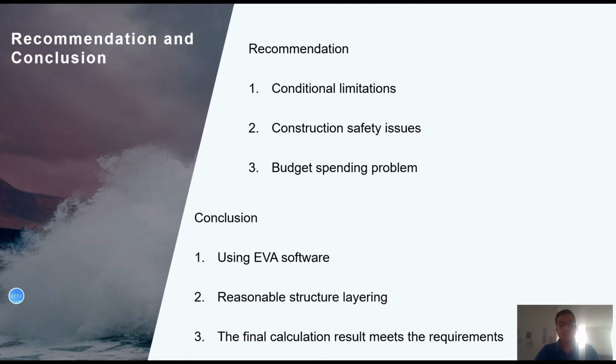For conclusion, in this assessment of jetty design, the source of the wave height data is an EVA analysis software, which has been used for 10 years of data analysis. According to the geography analysis of the Carobin Creek, the structure is divided into 3 layers to reduce the sediment, which are primary cover, first layer, and core layer. And the complete structure can meet the safety requirements of the task. That's all.